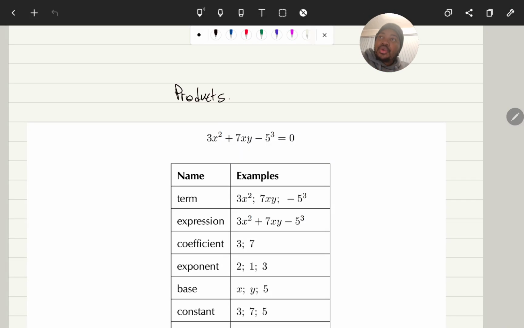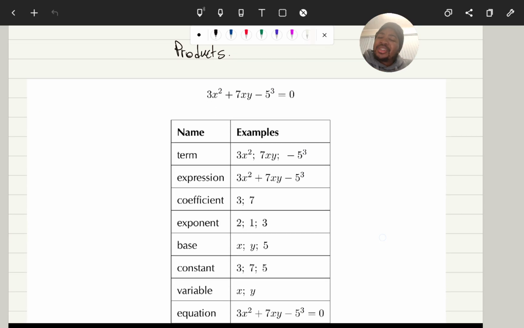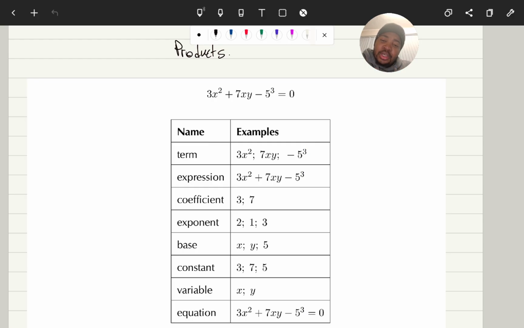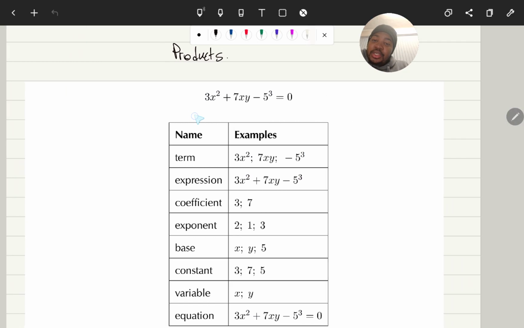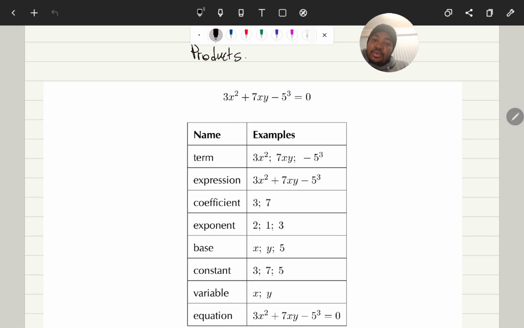Cool. So alright. In this video, we're going to talk about products. We're going to multiply brackets and so forth. There's a nice picture with some beautiful terminologies that we should know. We're looking at this equation right here. All right, that's our focus.